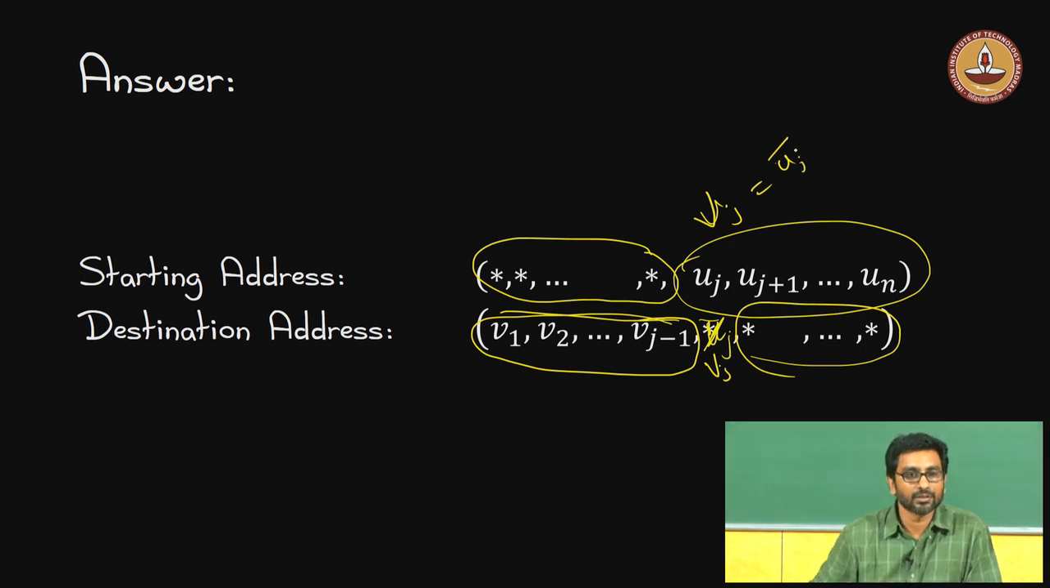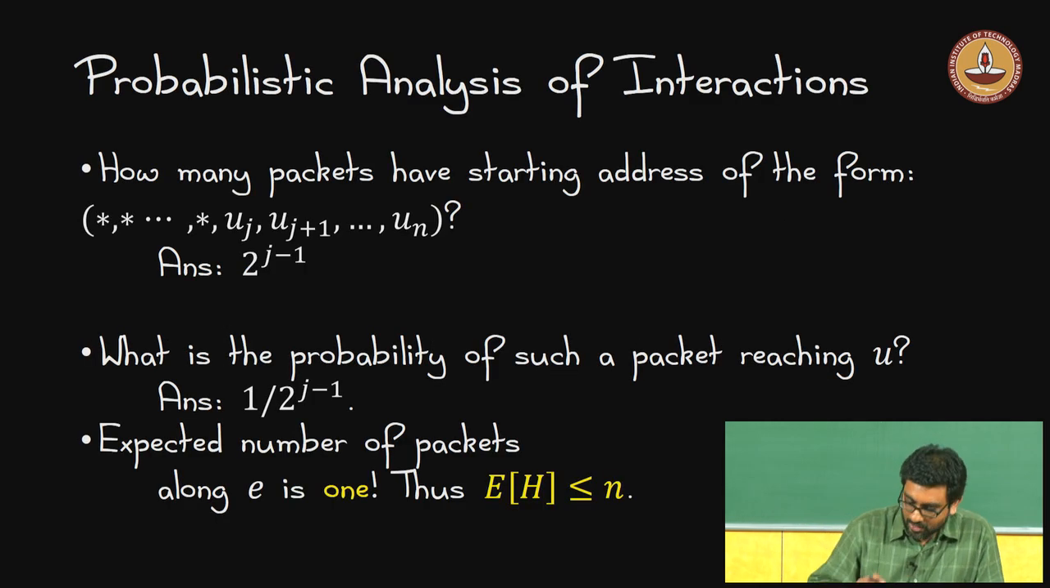This is actually fixed. Two packets that are reaching the same vertex need not be reaching at the same bit, right? They can be reaching, but if they have to go through that edge, they have to fix the exact same bit. In this case, they have to fix the jth bit if they were to go through that edge.